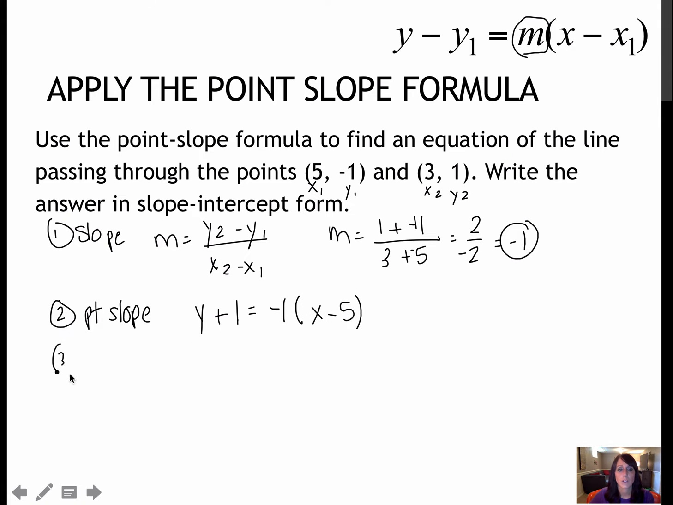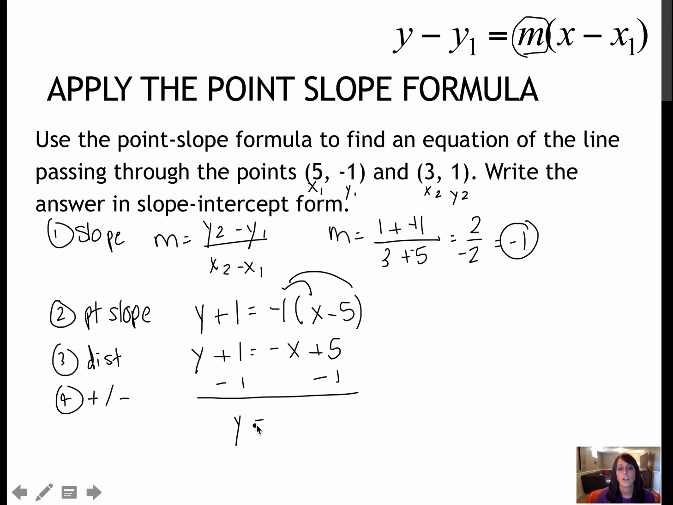Then of course I'm going to distribute. So I have y plus 1 equals negative x plus 5, so I've distributed that negative. And then of course I'm going to add or subtract, which means I'm going to subtract 1 to get y by itself. And then I get y equals negative x plus 4. That last step was to turn it into slope-intercept form. Now, if I would have chosen the other point, I would have still gotten the exact same answer.